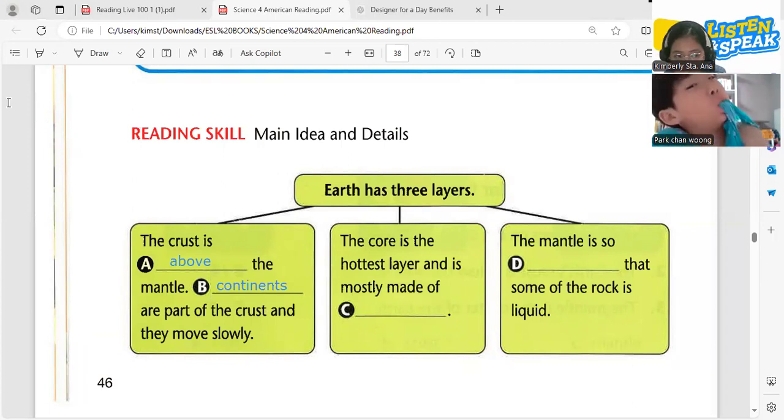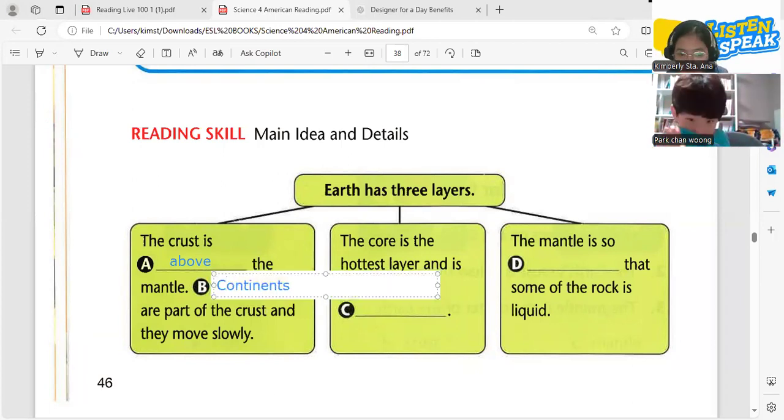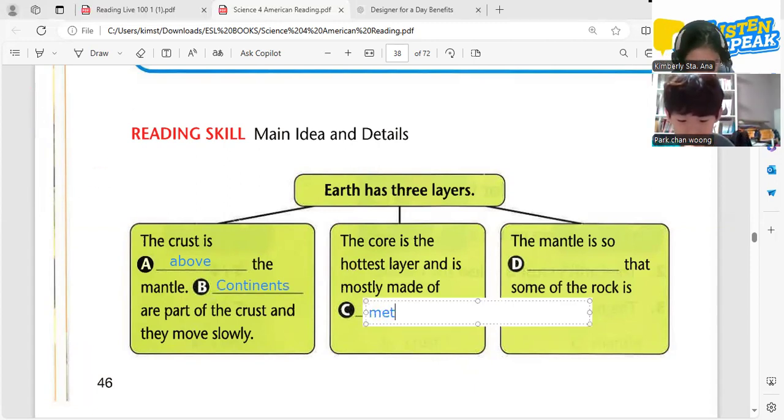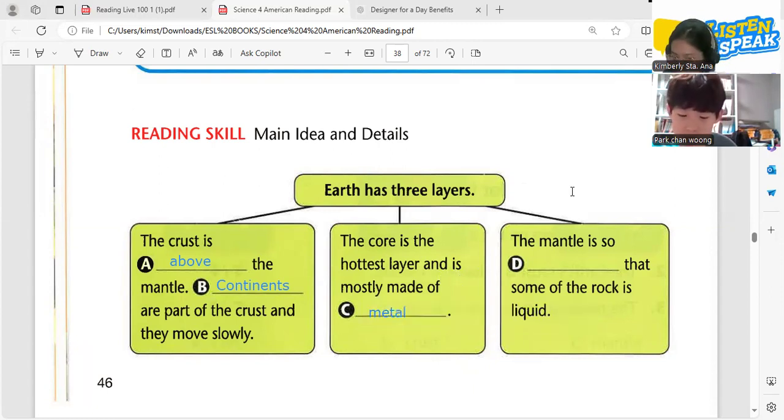Can you help me with the next one, please? The core is the hottest layer and is mostly made of metal. Okay, metal that is very hot and most of it is melted because of the temperature there. How about the next one?